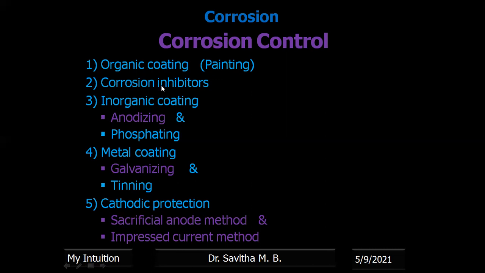Next you have corrosion inhibitors. Corrosion inhibitors are chemicals which are added to the corrosive environment so that they reduce the reaction or stop the corrosion. Next is cathodic protection. We will be discussing all this. Whichever is in purple color is in the syllabus, so I will be discussing more on these topics.